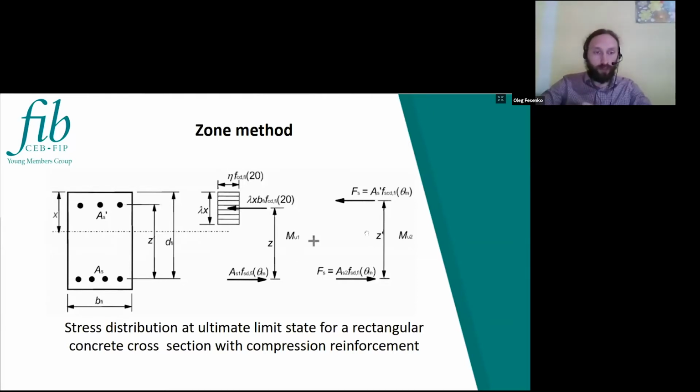This is a scheme of stress distribution at ultimate limit state for rectangular concrete cross section with compression reinforcement, and it's a reduced cross section of the beam, for example, and also we use the reduced strength of reinforcement, which is on the side exposed to fire, and we also use the normal compressive strength of the concrete in the compressive zone. As you can see, it's a scheme of design reduced cross section at the normal temperature design procedure.